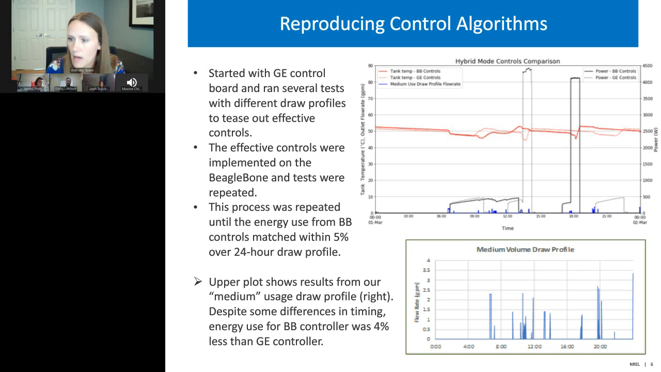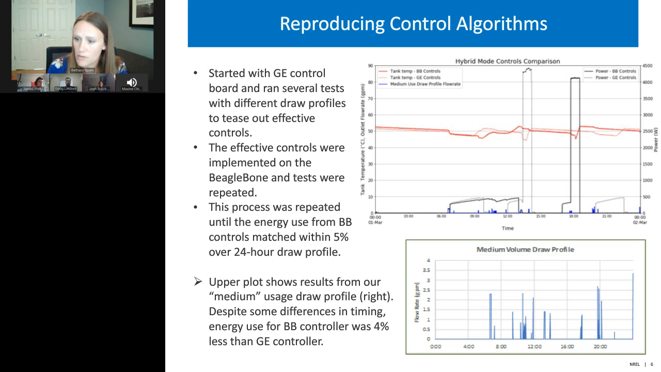So the black lines are power and red is external tank temperature, so on the outside of the tank where the manufacturer's temperature would be taken. So solid is our controls, dotted is the original control. You can see that the phasing, there's a little bit of difference on timing, but the overall energy use was only about 4% different for that day.